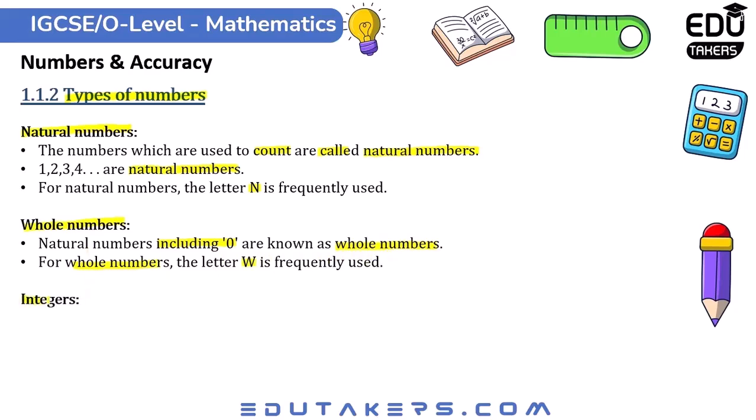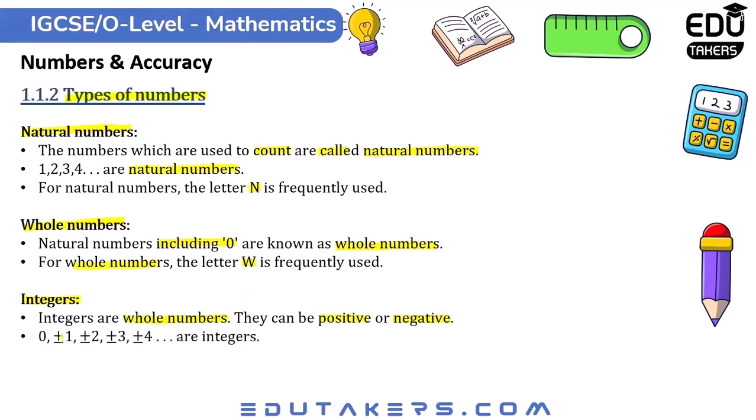The next one is integers. Integers are whole numbers, but they can be positive or negative. Starting from 0, and this will be positive or negative 1, positive or negative 2, positive or negative 3, positive or negative 4, and so on. These all are integers. For integers, the letter capital Z is frequently used.